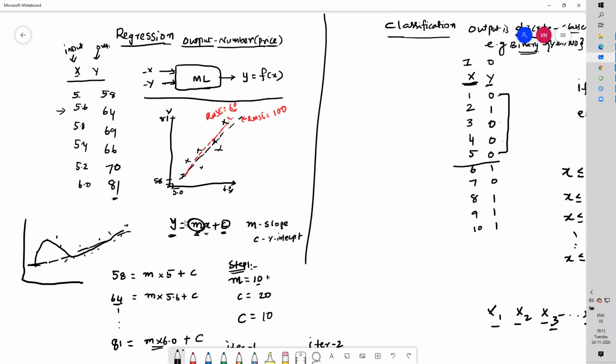So for very complex problems, these simple representations of linear lines are not going to be a perfect explanation of the relationship between input and output. So we need a combination of a lot of non-linear functions to represent this. So that is the complexity where machine learning faces a lot of challenges.